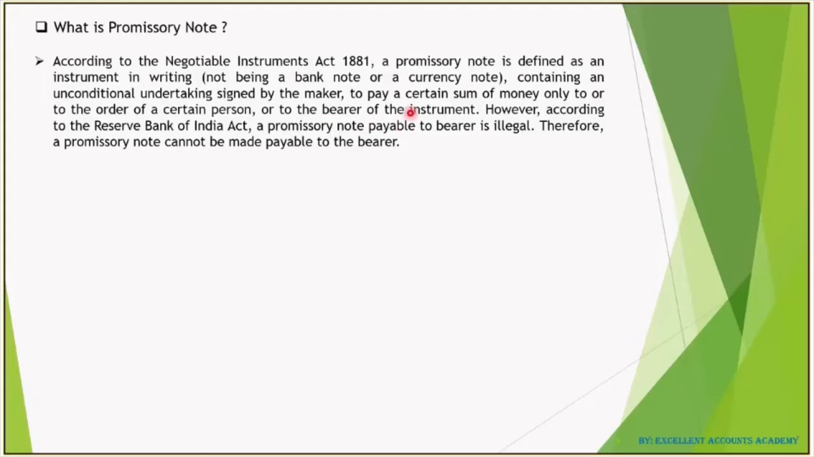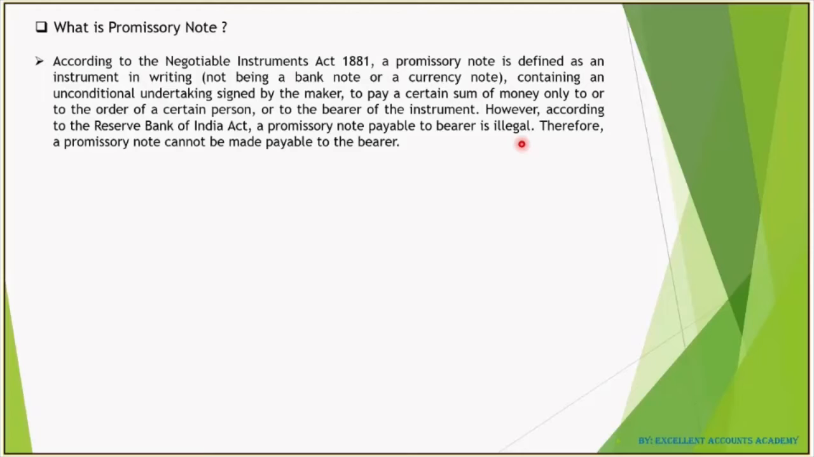In the earlier bills of exchange, there was an unconditional order to pay, but in the promissory note, there is an unconditional undertaking. As I said, if you issue a promissory note which is payable to the bearer of the instrument, that will be called a banknote or a currency note, and accordingly a promissory note payable to a bearer is illegal, because this can only be issued by the government of India. Therefore, a promissory note cannot be made payable to the bearer.